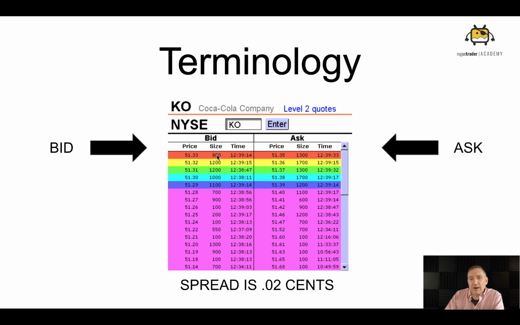Or if I really wanted them right now, I could put my bid in 1 cent higher at $51.34, and I would create a new high bid. Or if I really, really, really wanted it, I would just hit the offer. I would pay $51.35 over here, give up that 2-cent spread, and boom, get filled immediately. People cross the market all the time. If I need to buy it, I'm just going to buy it on the offer. Sometimes I'll sit on the bid, and there are various reasons why I would do one or the other. But let's say I needed it right now.